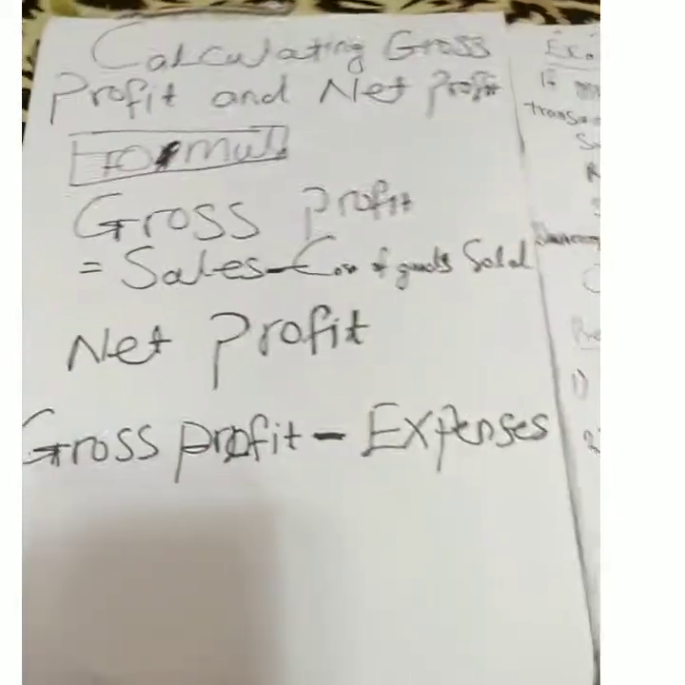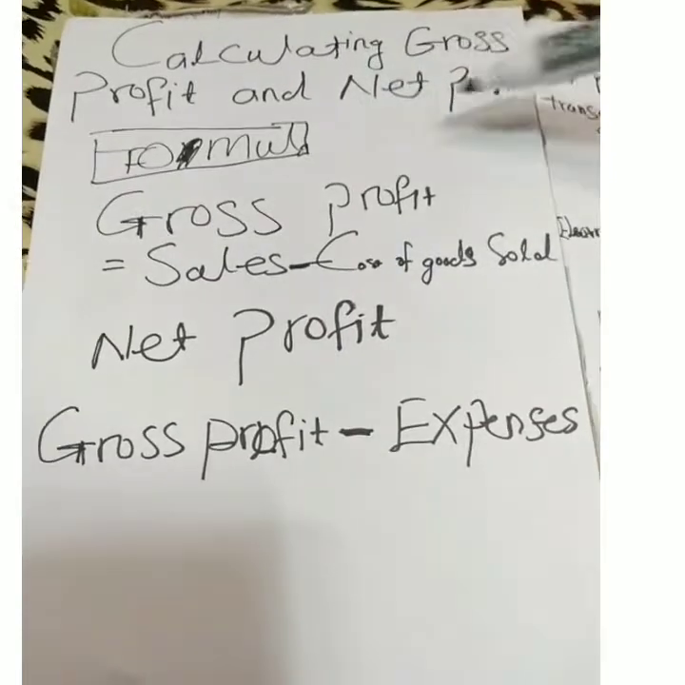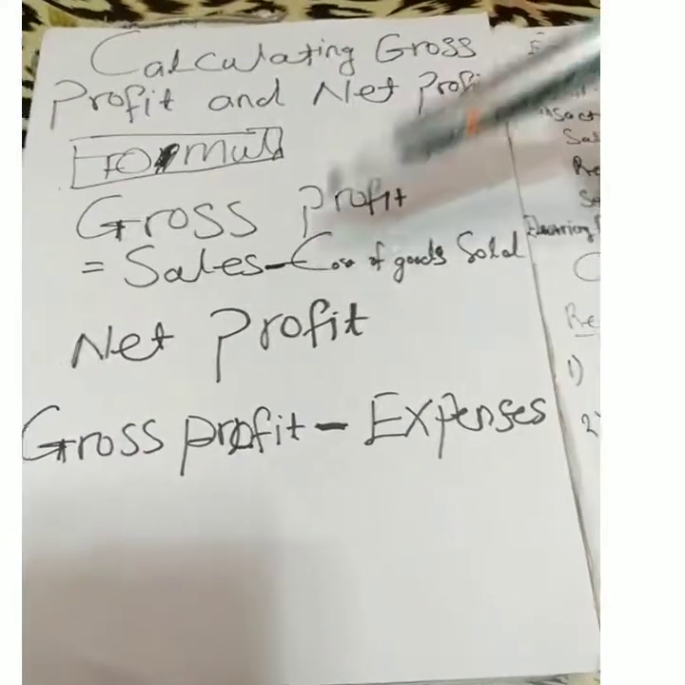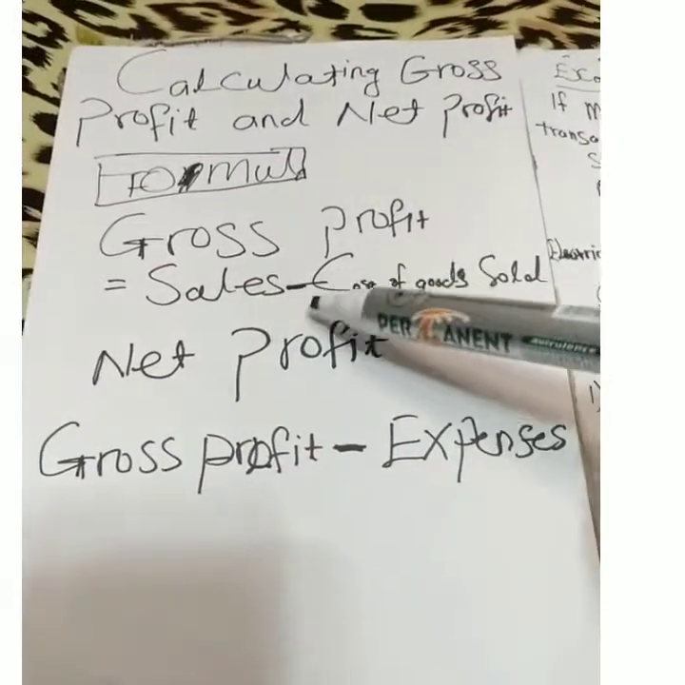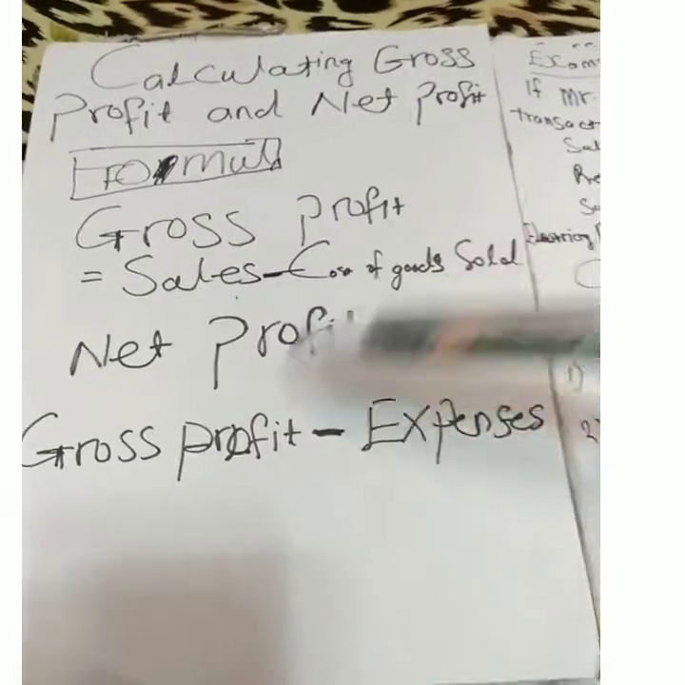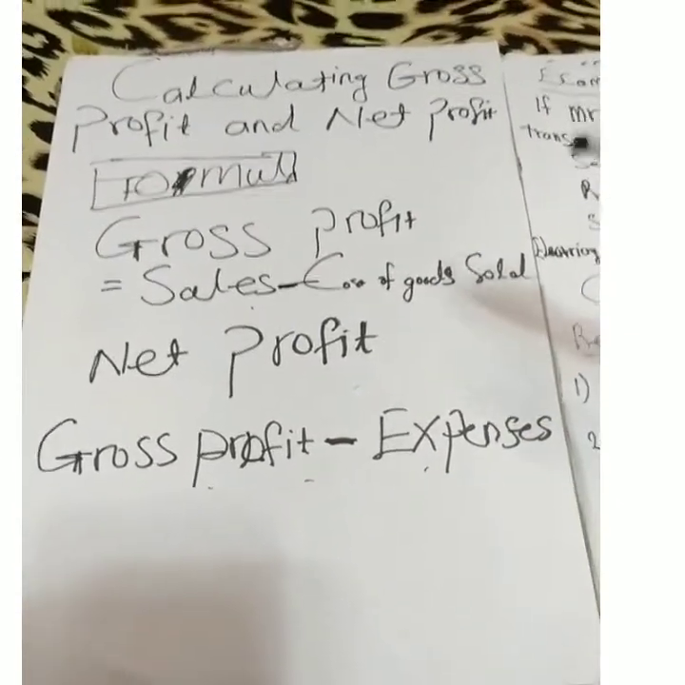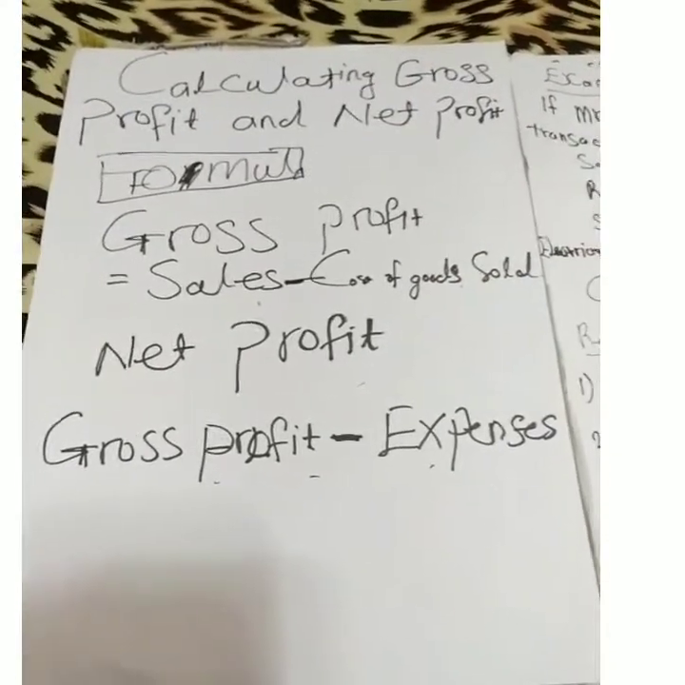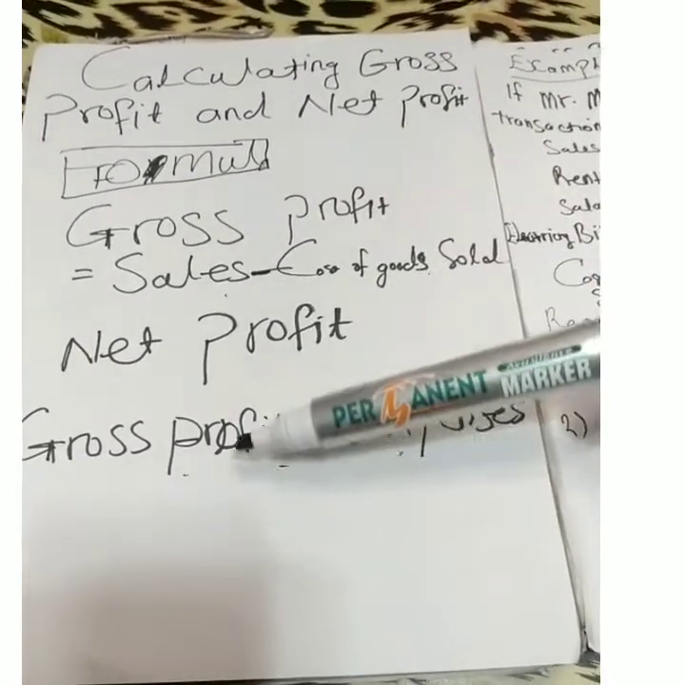Okay guys, so this is what we have right here. We are calculating gross profit and net profit, but what we need to first of all understand is the formula of gross profit and the formula of net profit. Now this is the formula of gross profit. We can see right here it says sales minus cost of goods sold, so that is the formula of gross profit. And the formula of net profit is gross profit minus expenses. So that is it. You have to first of all understand the formula, how to apply it before you get into the exercise. So these are the formulas we have here: the formula of gross profit and the formula of net profit.